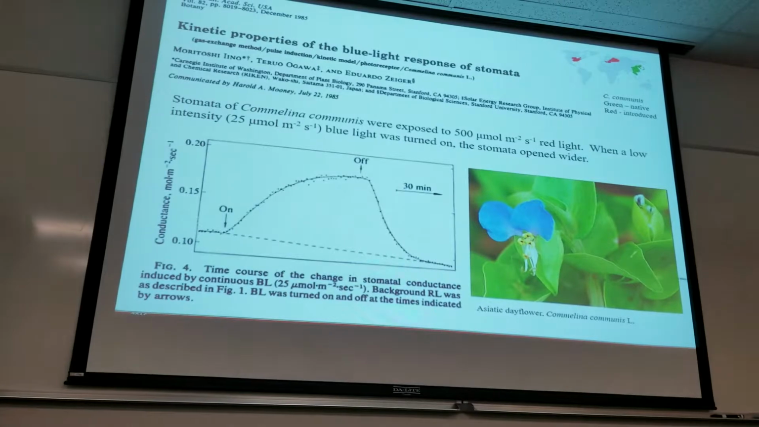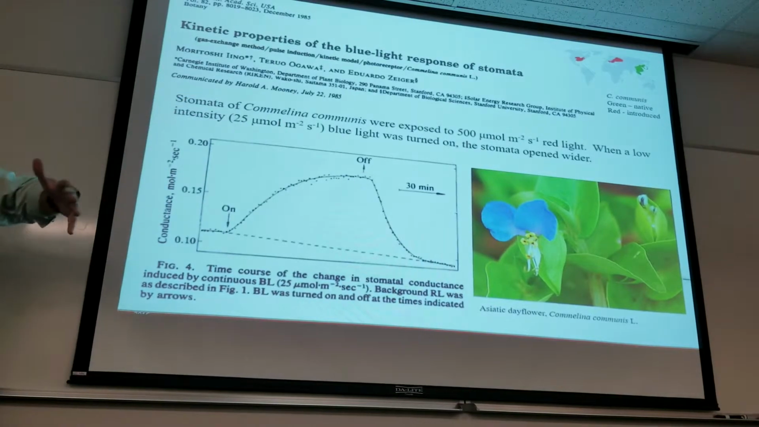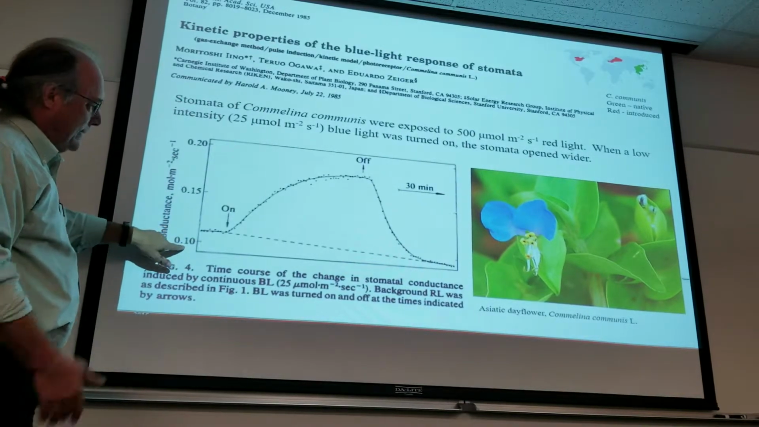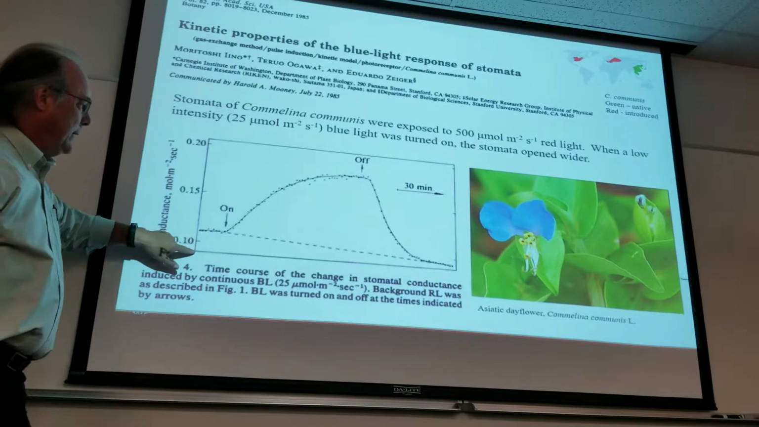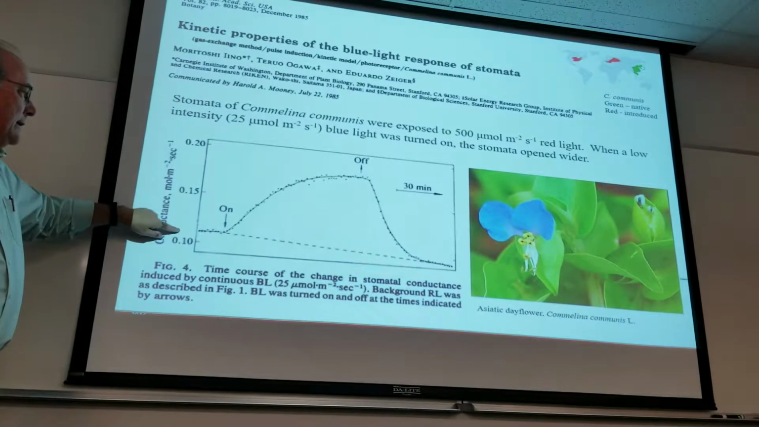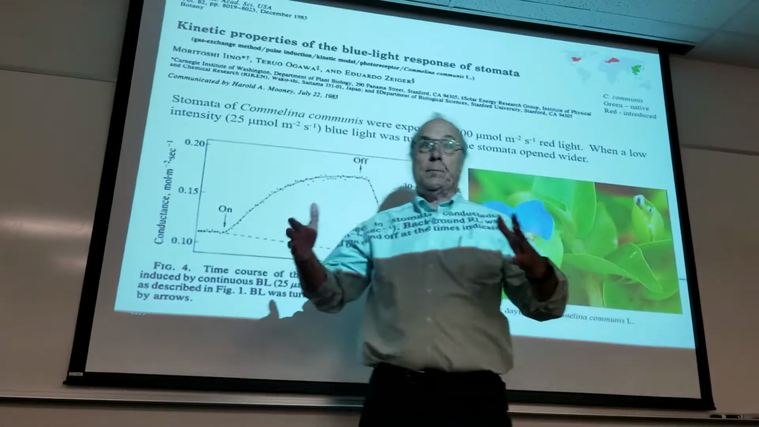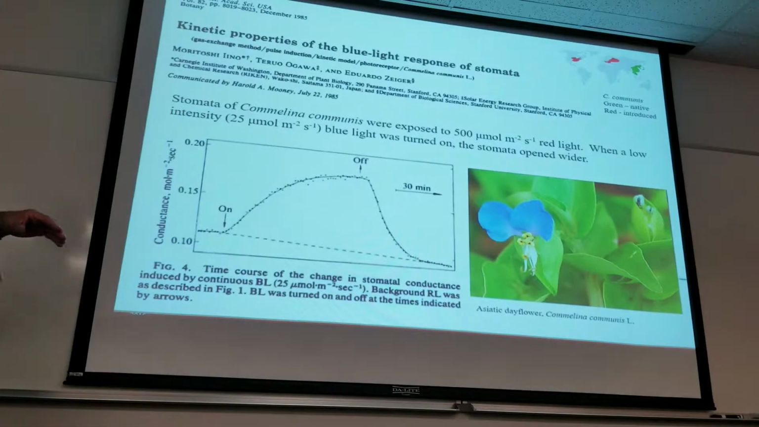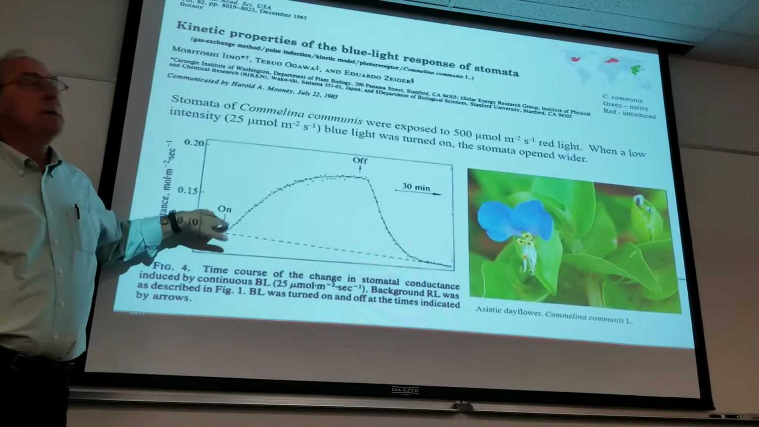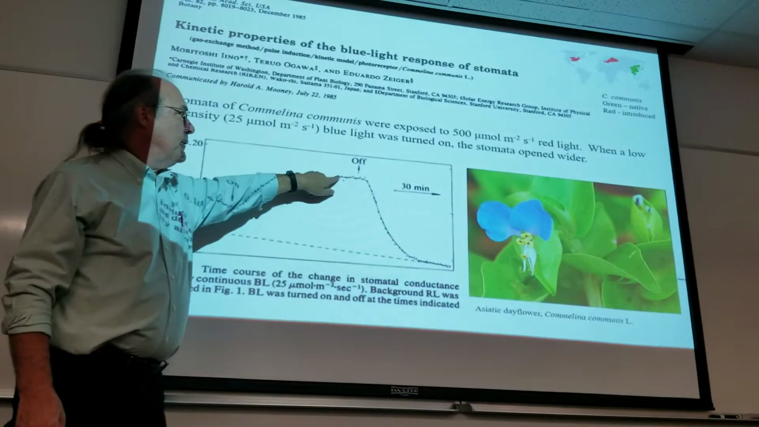Here's an article that shows that stomata open further in blue light than red light. So here we have the stomatal conductance on this axis. Again, here's that number, 0.1 moles per square meter per second. And this is time over here, 30 minutes, like this. What they did was they had a red light at 500 micromoles per square meter per second, probably a saturating amount of red light, and they got this much stomatal conductance out of that. Then they switched on a dim blue light, 25 micromoles, not very bright. And when they switched it on, the stomata opened way up further.